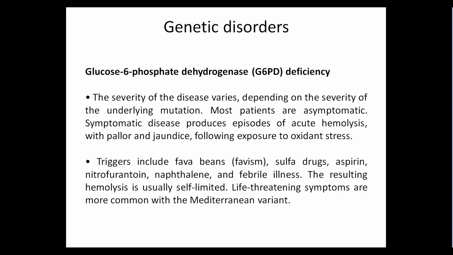Most patients are asymptomatic. Symptomatic disease produces episodes of acute hemolysis with pallor and jaundice following exposure to oxidant stress. Triggers include fava beans, sulfa drugs, aspirin, nitrofurantoin, naphthalene, and febrile illness. The resulting hemolysis is usually self-limited. Life-threatening symptoms are more common with the Mediterranean variant.